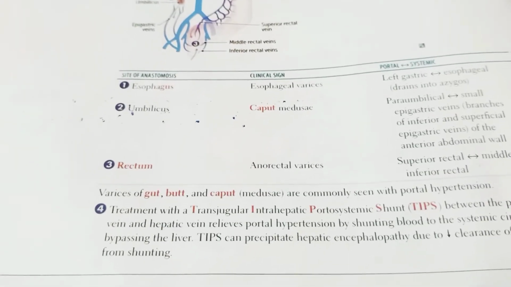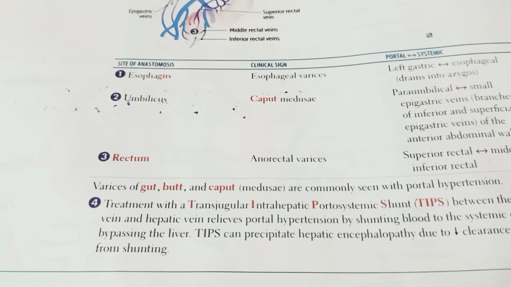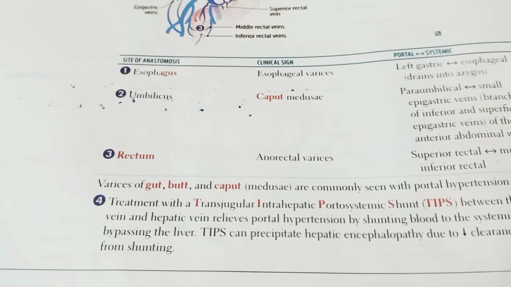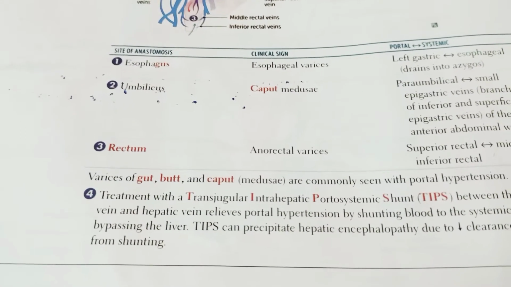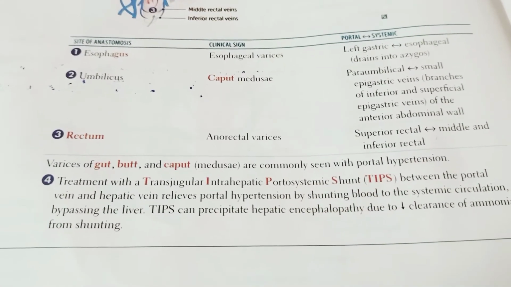For this the mnemonic is the varices of gut, butt and caput. Gut means esophagus, butt means rectum, caput means umbilicus. These are commonly seen with portal hypertension.